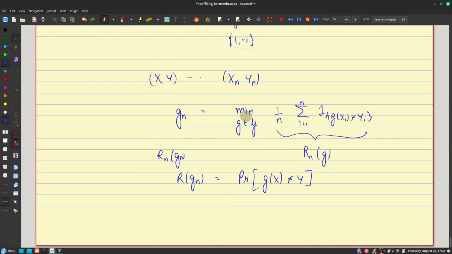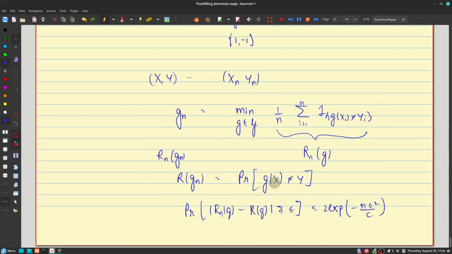What you can very easily show is that for a given G, the probability that Rn of G minus R of G is greater than or equal to epsilon decays as e to the minus n times epsilon square divided by a constant. That's not very hard to do for a fixed G.